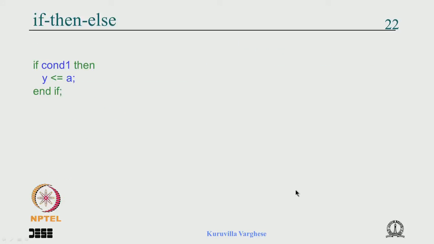And let us come to another point. What happens if you miss else in an if case? Like you write if condition 1 then y gets a, and we do not write else, we just say end if. And mind you, this is a valid VHDL syntax. VHDL supports this, the simulator supports this, the synthesis tool supports this.